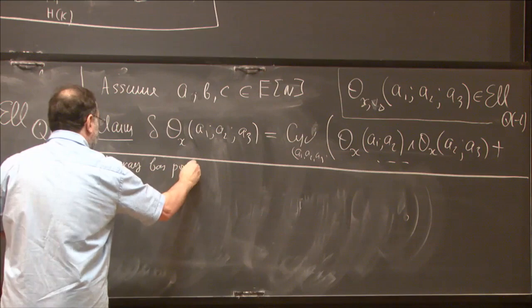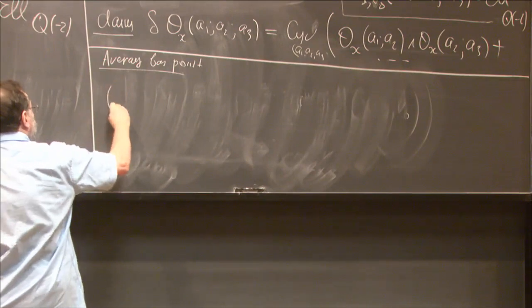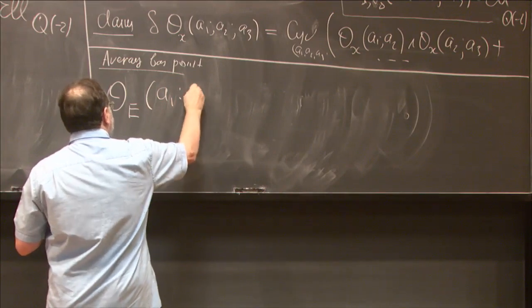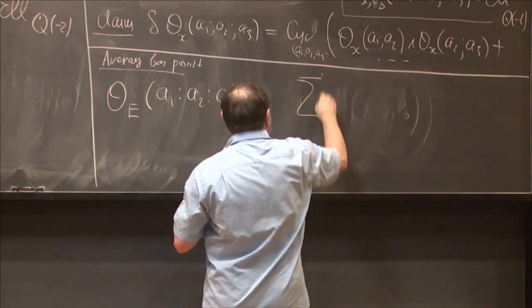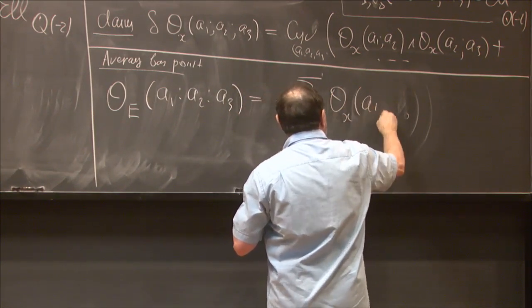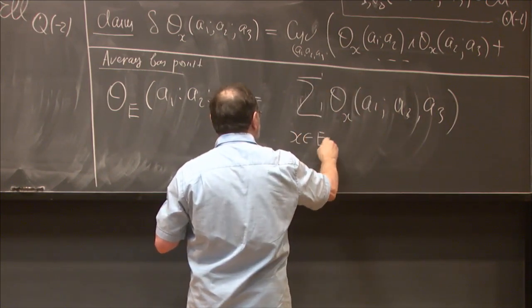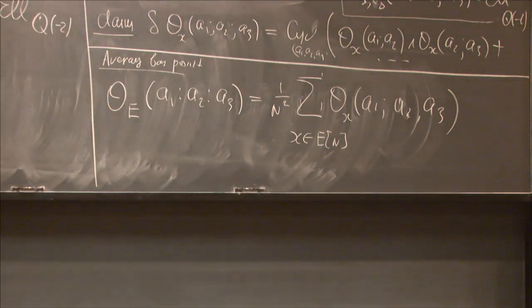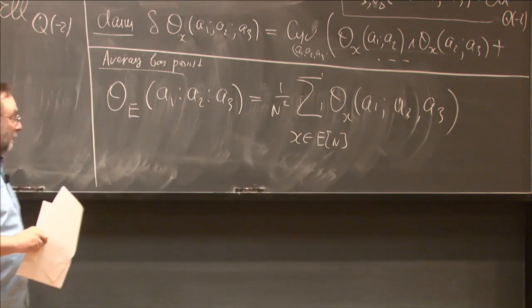base point construction. So what I do, I just construct elements called theta e of a1, a2, a3, which is just the average of all these theta x of a1, a2, a3, where x runs through all torsion points on your curve. This way, first of all, I get rid of this x, at least in notations. And certainly, the obtained object is invariant under simultaneous shift on the nodes because I took the average.